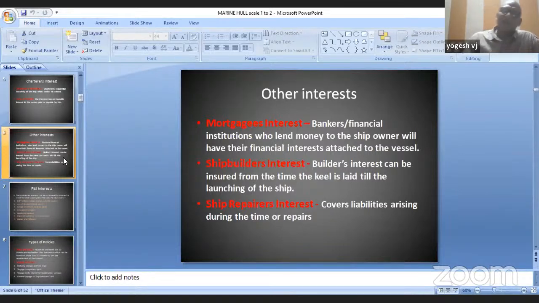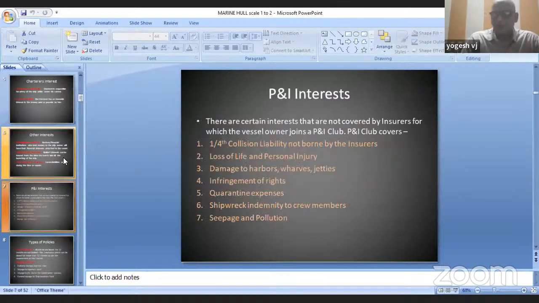There are ship repairer yards at Darukhana in Mumbai. So, ship repairer's interest will cover the liability arising during the time of repairs. During the time of repairs, if there is any loss, again, the vessel is in the custody of the ship repairers. So, he has the onus of the loss. He will be the one who will be paying the liability.